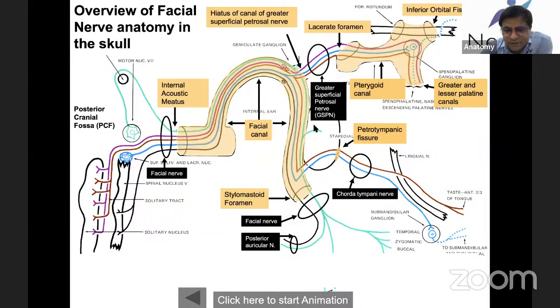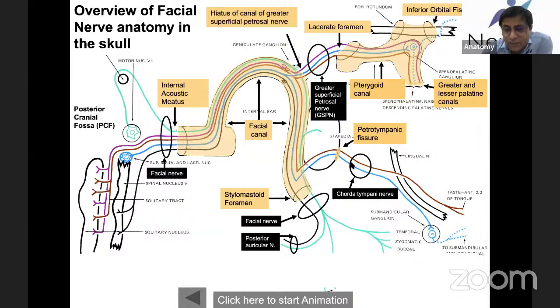This is the nerve to stapedius, which will innervate this muscle, stapedius. And then down below is another nerve. This is chorda tympani. This will emerge out and will reach the middle ear cavity, running between malleus and incus, just medial to the tympanic membrane. It will emerge out of the petrotympanic fissure.